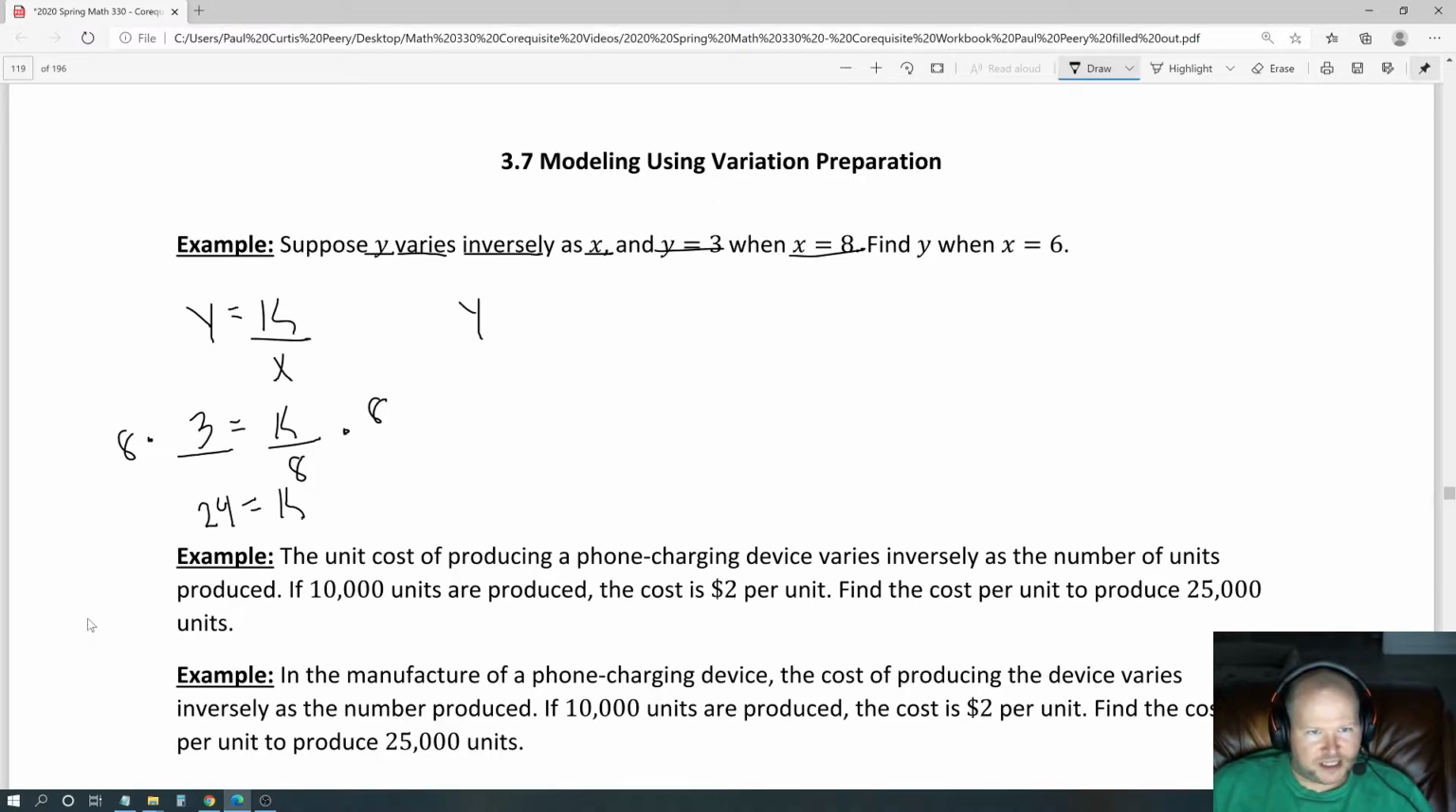Okay, then we get to rewrite the original equation, but now I put a 24 there instead of a k, and that's over an x. Okay, now they say y when x equals 6. Okay, so y when x equals 6, which means y is equal to 4.